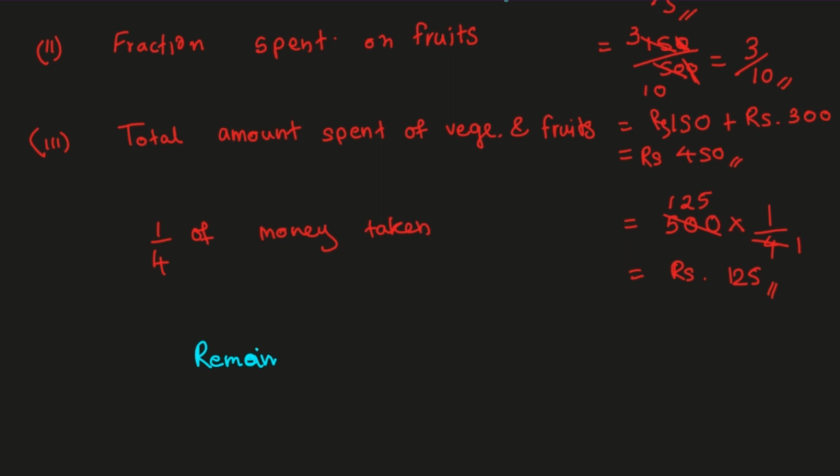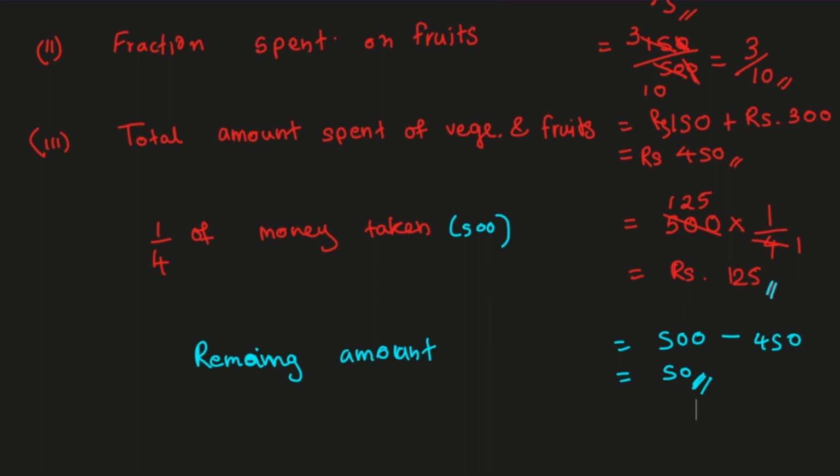Remaining amount. The remaining amount will be 500 minus 450. The remaining is 50. Just simple 50, right? But one fourth of 500 equals what? 125. And the remaining amount that she had after buying fruits and vegetables is just 50.